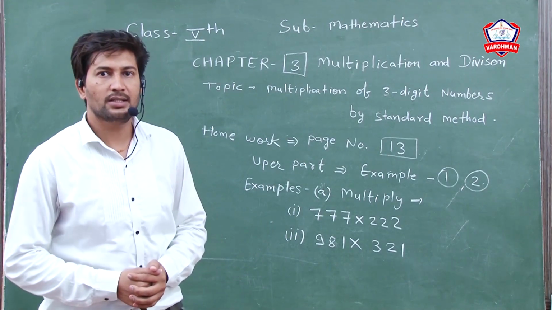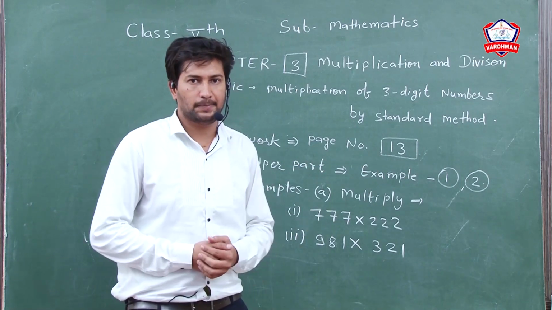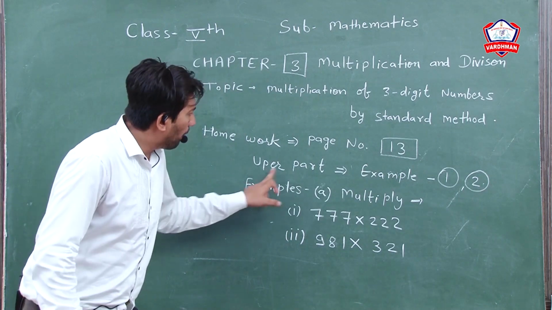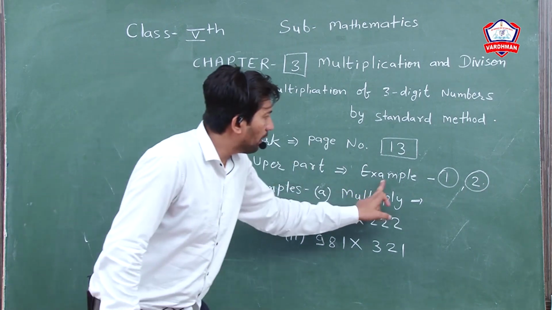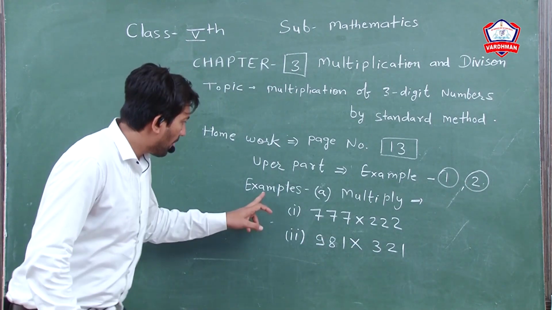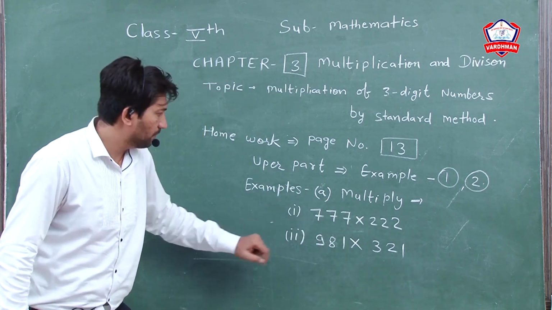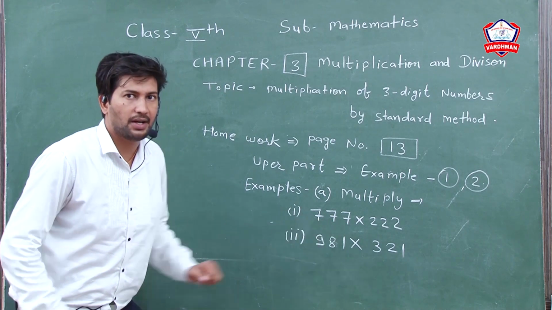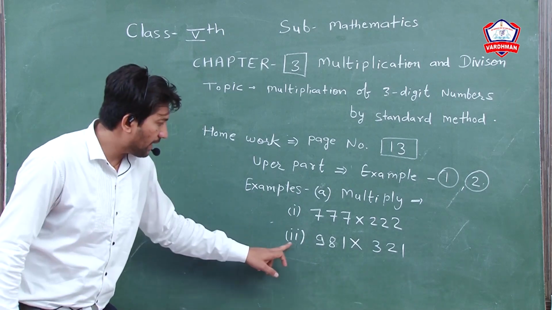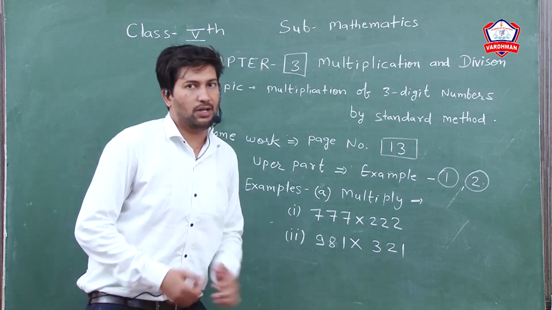Now today's homework. Your homework is on page number 13. If you go to page number 13, in the upper part of the page, examples number 1 and 2, you can solve them yourself. Multiply both these numbers: 777 multiplied by 222, and second, 981 multiplied by 321.